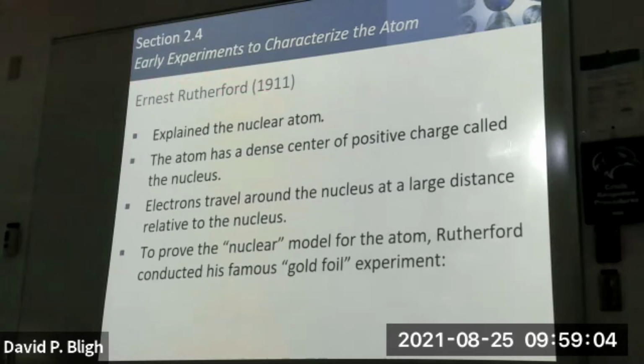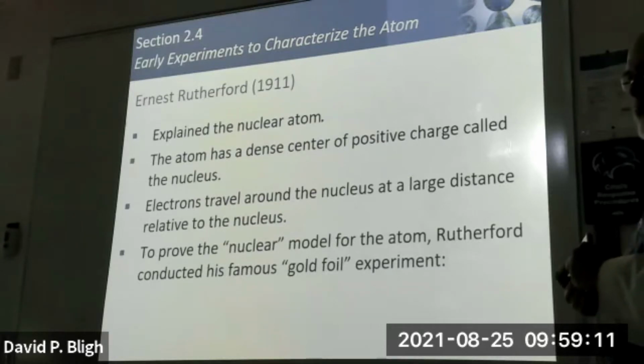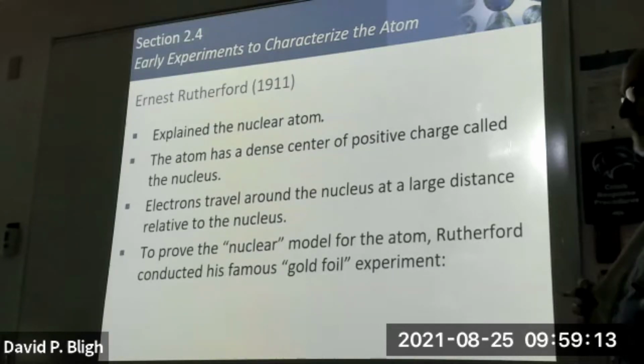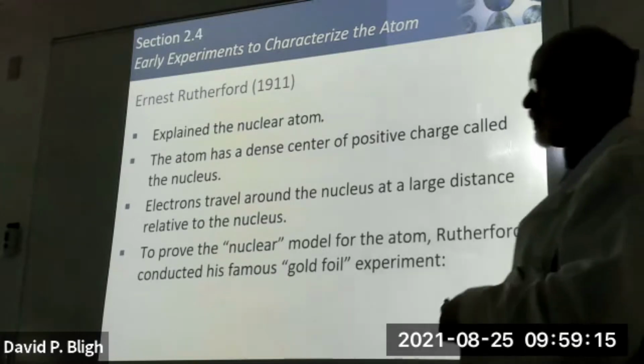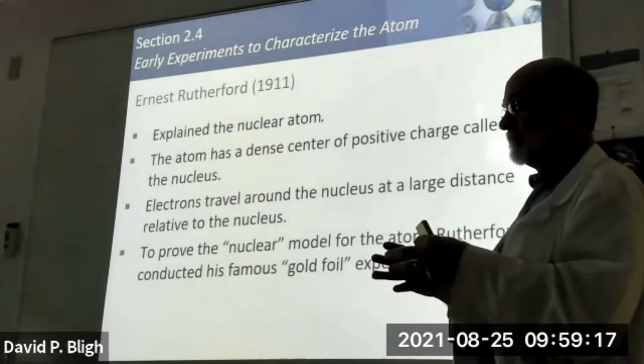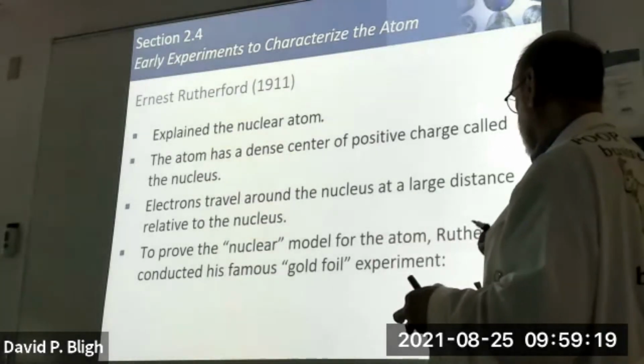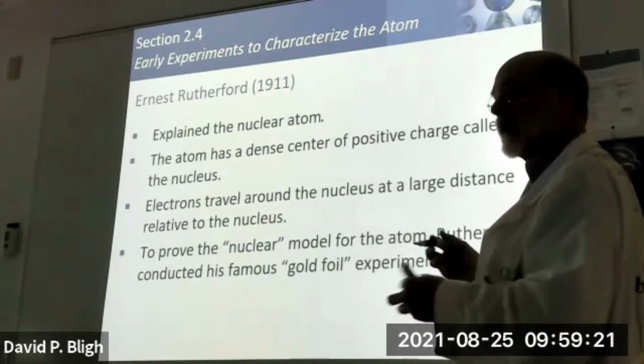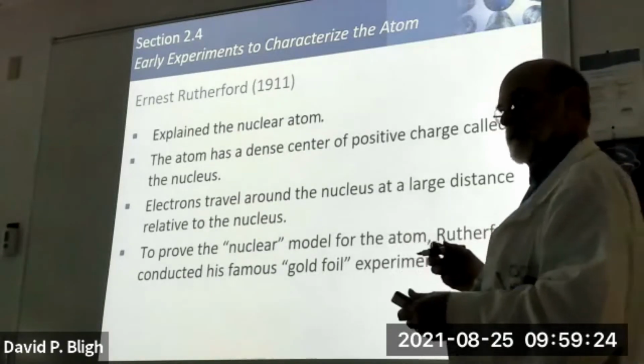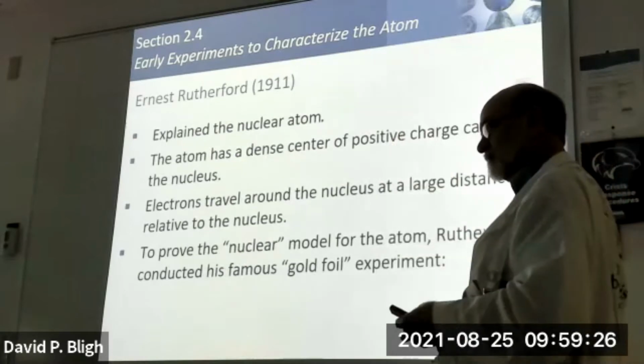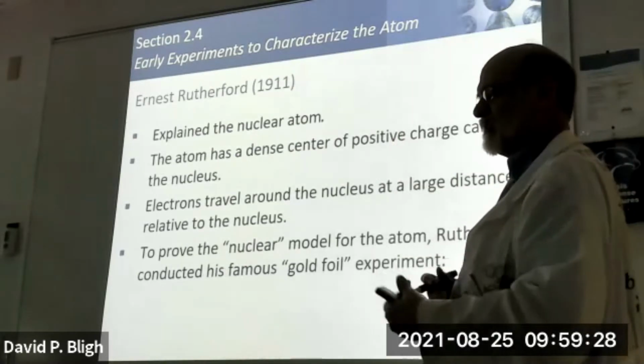And so he decided that plum pudding model just didn't do it for him. He said there had to be particles in there. And if these particles were really massive, then where were they located? Were they just scattered in space? He said that doesn't make sense to me.